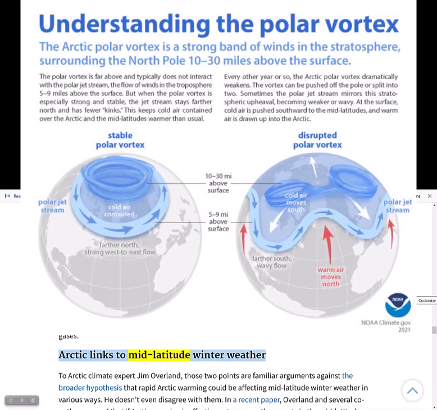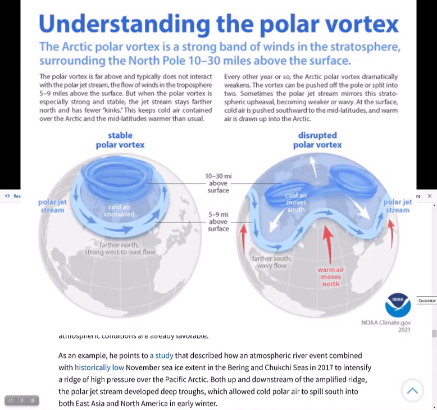Arctic links to mid-latitude winter weather. To Arctic climate expert Jim Overland, those two points are familiar arguments against the broader hypothesis that rapid Arctic warming could be affecting mid-latitude winter weather in various ways. He doesn't even disagree with them. In a recent paper, Overland and several co-authors argued that if Arctic warming is affecting extreme weather events in the mid-latitudes, it's through intermittent connections that amplify an extreme event only when the background atmospheric conditions are already favorable.